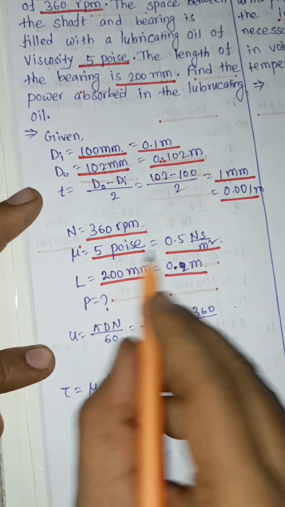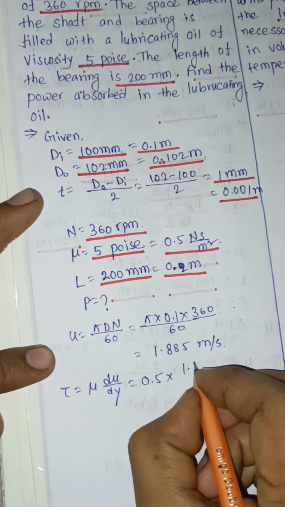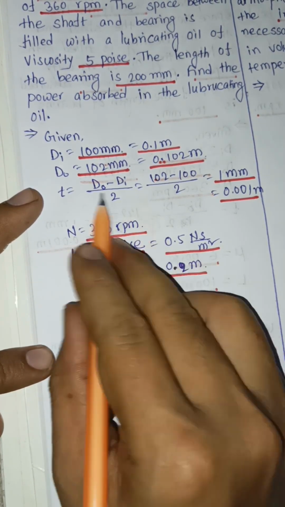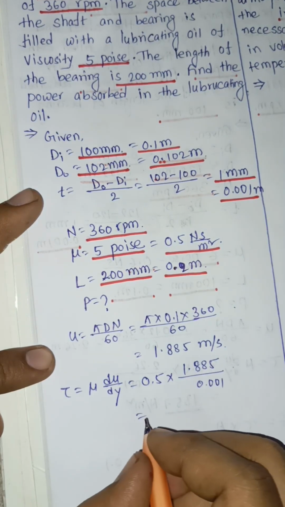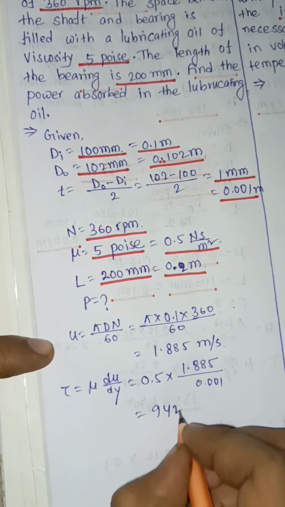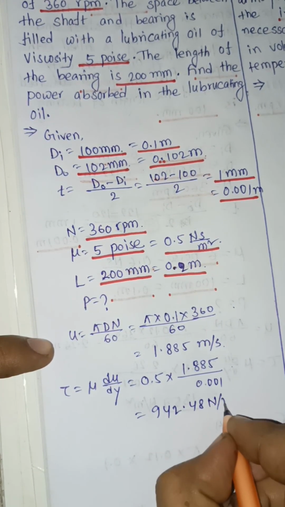So mu is given in this question, that is 0.5, into du, that is 1.885, and what is the value of dy? dy, that is the thickness, that is 0.001. So from here you get the shear stress, that will be 942.48 Newton per meter square.